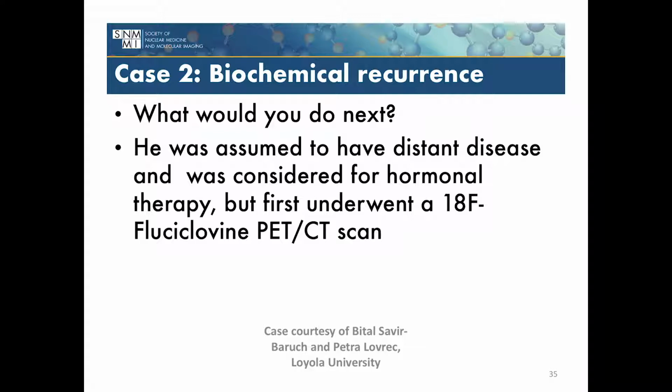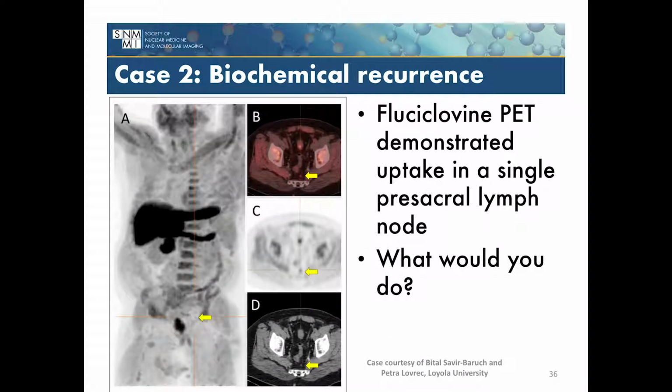So this patient was assumed to have distant disease and was considered for hormonal therapy, but at first he was referred for an F18 Fluciclovine PET CT scan. So here's this patient's imaging. He had a very, very faint focus of uptake, a tiny little presacral lymph node with very faint uptake. And that was the only finding on the scan. It's a single presacral lymph node. It is a pretty suspicious location, so you'd have to be worrying about a metastasis in this situation.